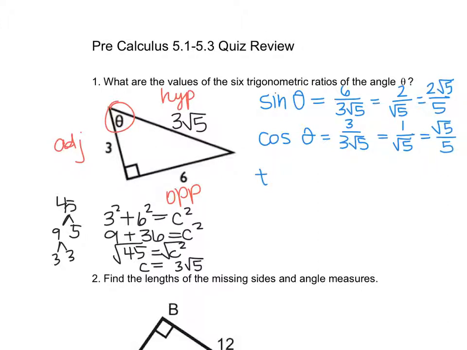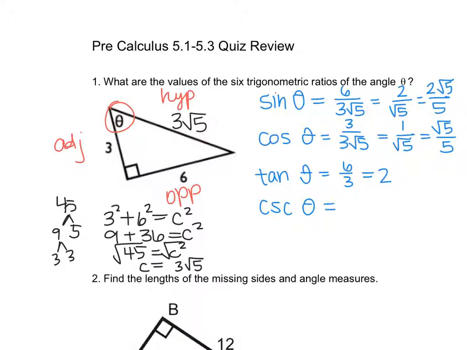Next we move on to tangent, which is opposite over adjacent, which is 6 over 3, which is just 2. Now for our reciprocal trig functions. We start with the reciprocal of sine, which is cosecant. And remember, when we do the reciprocal function, we always take the non-rationalized version.